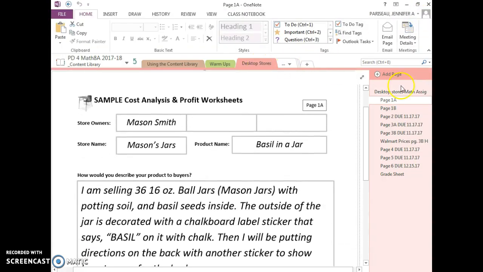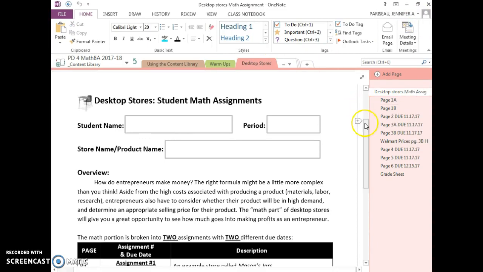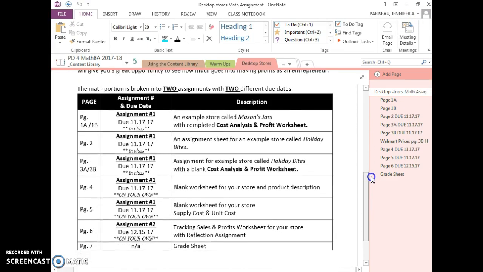So just went over here to desktop stores. As you can see on the front page are all your due dates. So we're going to work through pages 1 through 5, and that's due by Friday. Page 6 is going to happen after desktop store, so I can touch base with you on that when I return.